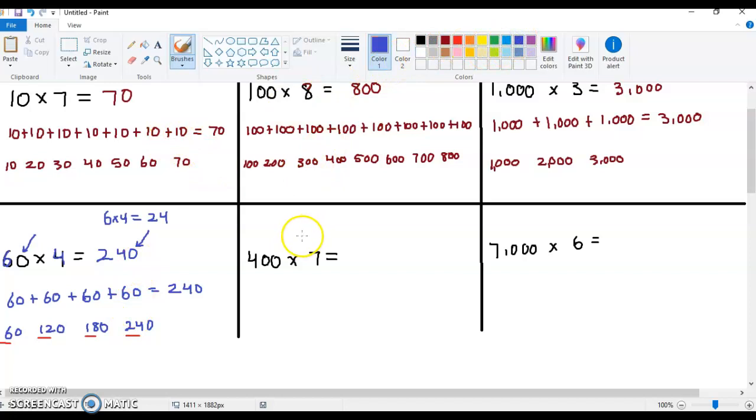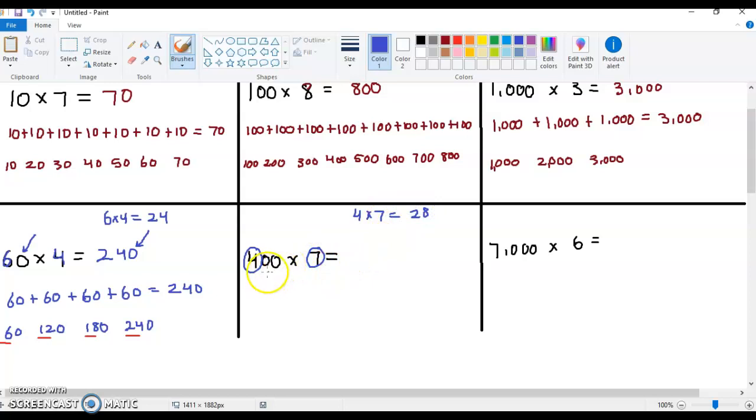So then the next one over here in the middle, we have 400 times 7. That means I have the number 400 7 times. But what I could do is start by remembering my multiplication fact: 4 times 7. Well, I remember that 4 times 7 is 28.